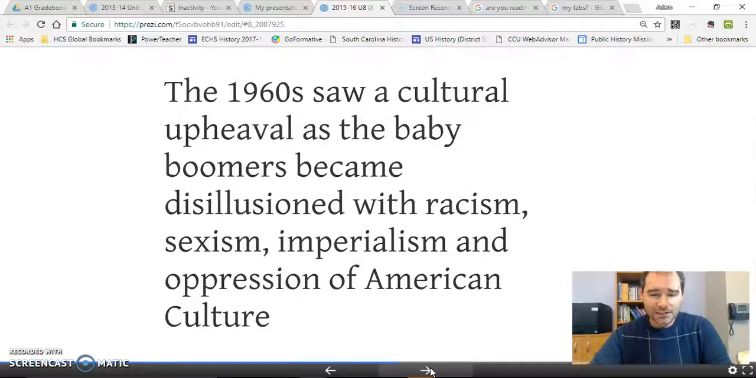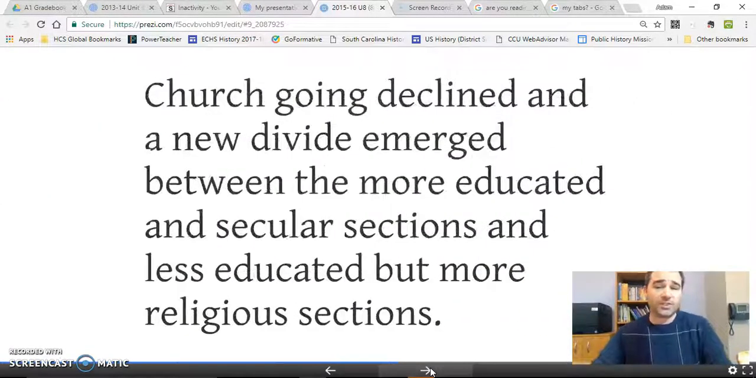In the 1960s, there was a cultural upheaval with the baby boomers. A lot of the people born in the 50s and 60s are now teenagers or young adults. They see the United States as having some problems. They're upset with the racism, the sexism, what they saw as imperialism in places like Vietnam. They see American culture as oppressive and consumeristic. And this leads to the church declining, right? We see in the 1960s there's a decline in church attendance. We can see that there's also a more educated secular section growing in urban areas. There's going to be conflict here.